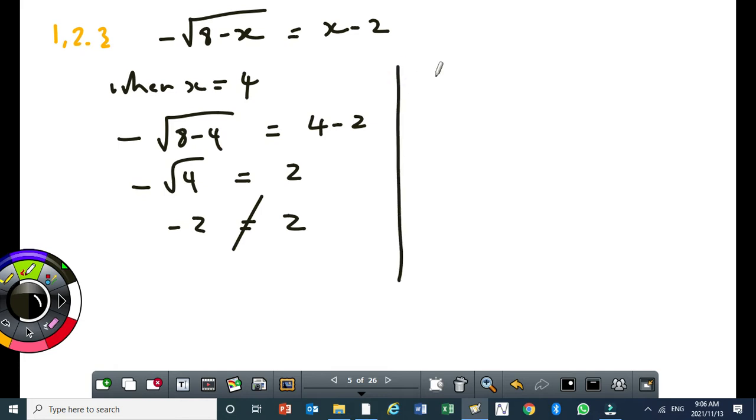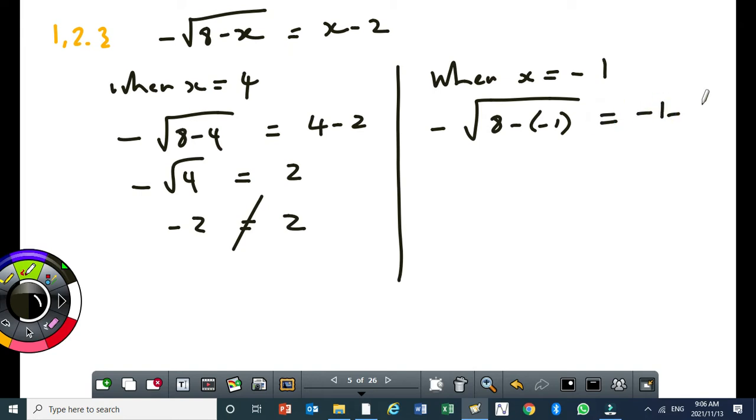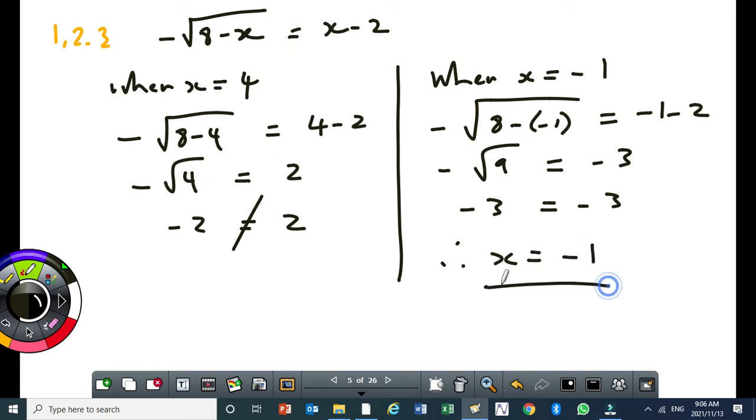Then, when x is equal to minus 1, we get minus the square root of 8 minus minus 1 is equal to minus 1 minus 2. Then you get minus the square root of 9, that will give you minus 3. This will give you minus 3 equal to minus 3. Therefore, x is going to be negative 1. So that's the solution.